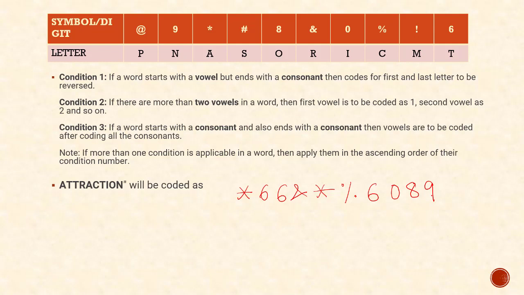Now if we look at condition 1, if the word starts with a vowel and ends with a consonant, which is happening here, because in the word attraction, the first alphabet is A, which is a vowel, whereas the last alphabet is N, which is a consonant. Then the codes for the first and the last letter are to be reversed. That means now this will become 9, 6, 6 and *, %, 6, 0, 8 *. This is after application of condition 1.